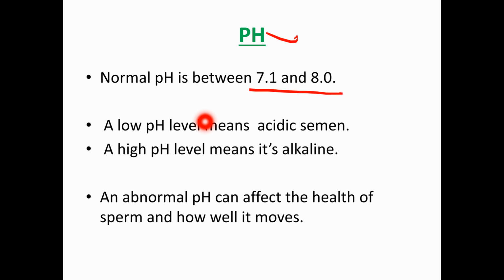Now next one is the pH. The ideal pH is between 7.1 and 8. If the semen is more acidic or more alkaline, both conditions are dangerous because they decrease sperm motility.